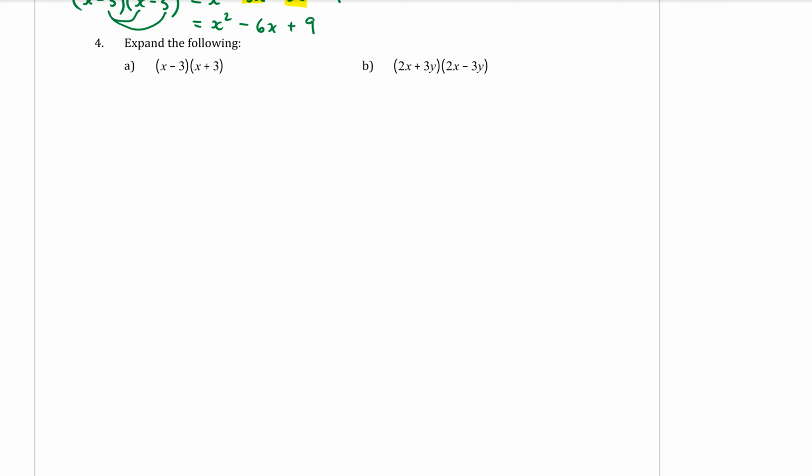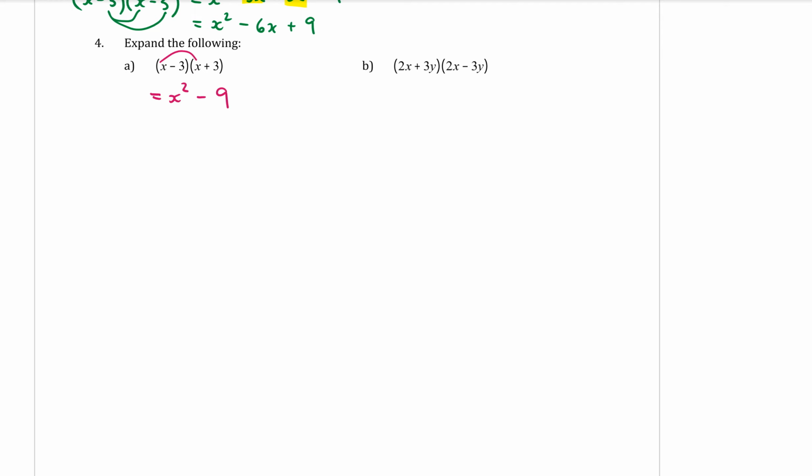So using the shortcut, I do x times x, which is x squared, and then I do the last ones together. Minus 3 times a positive 3 is negative 9. And that's it. That's your answer.